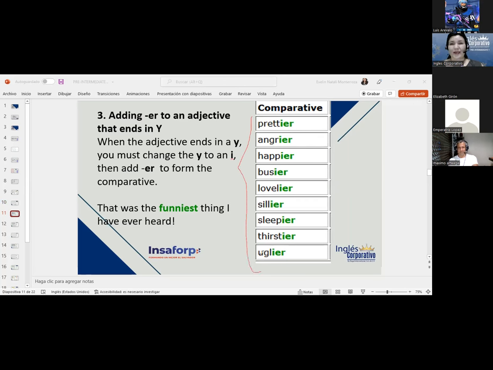Pretty, prettier, angrier, happier, busier, lovelier, sillier, sleepier, thirstier. You say thirst. Thirsty es cuando estamos sedientos, right? Thirsty. For the comparative, you say thirstier. Thirstier. Yeah.